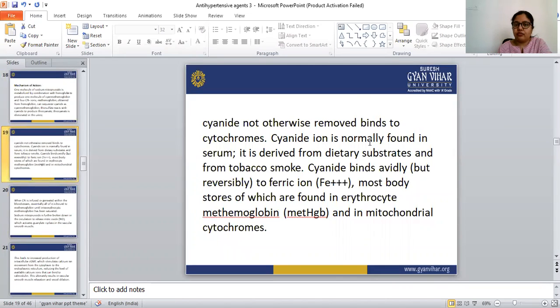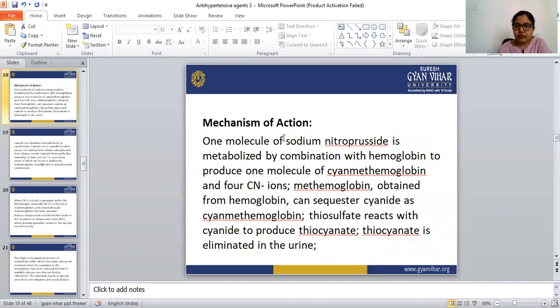Cyanide ion is normally found in the serum. It is derived from dietary substrates and from tobacco smoke. So what is the mechanism of action? One molecule of sodium nitroprusside is metabolized by combination with hemoglobin to produce cyanomethemoglobin. So the metabolite of sodium nitroprusside and hemoglobin is cyanomethemoglobin, and 4 cyanide ions.